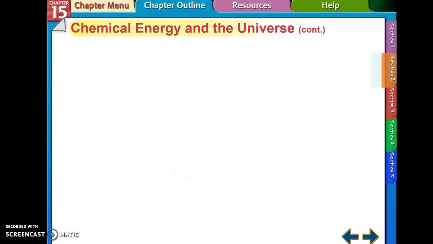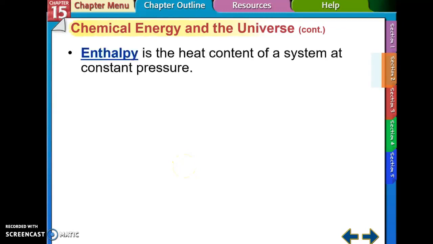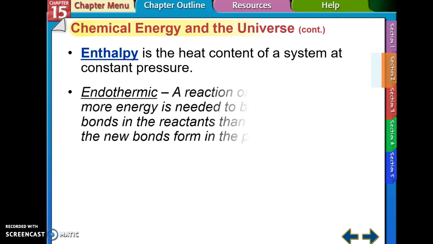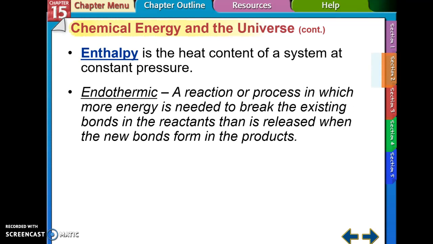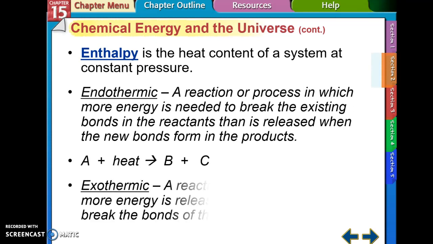Okay, welcome back to the Chapter 15 review. Today we're going to talk a little bit about enthalpy. Enthalpy is the heat content of a system. Remember that heat is just how much energy a system has. Enthalpy is when it changes. So you're either going to have an endothermic system or you're going to have an exothermic system.